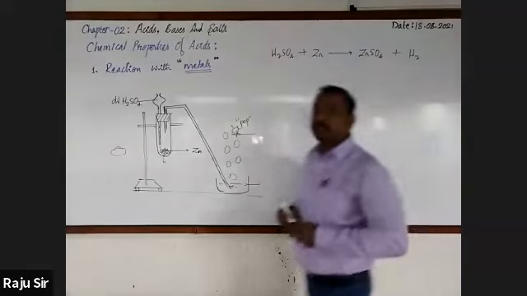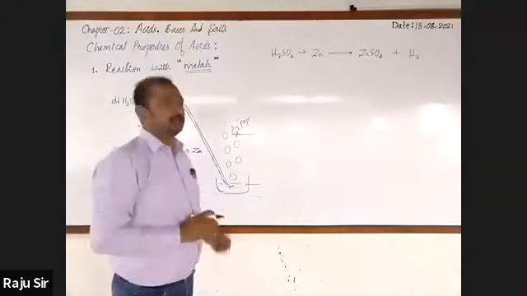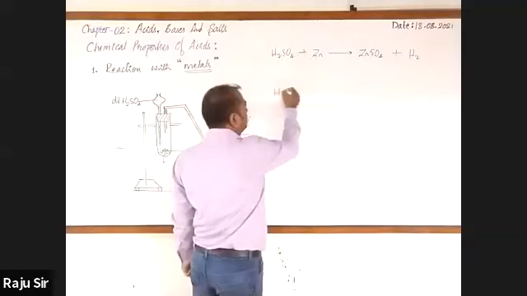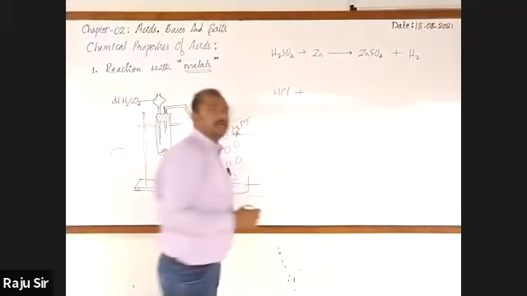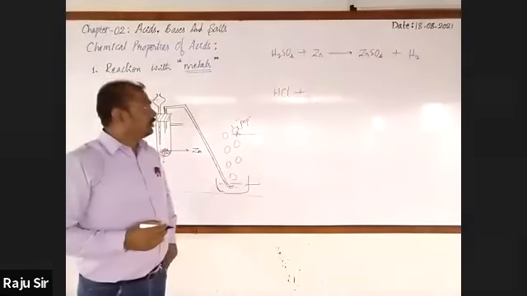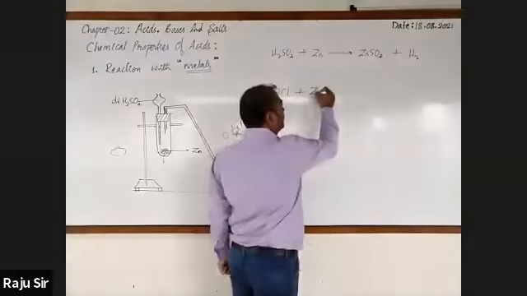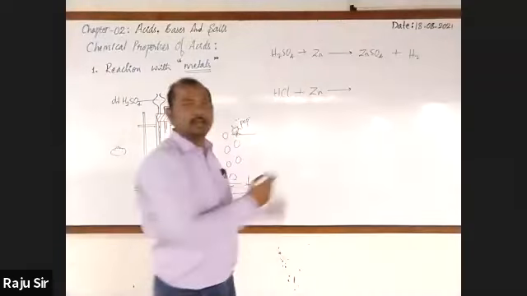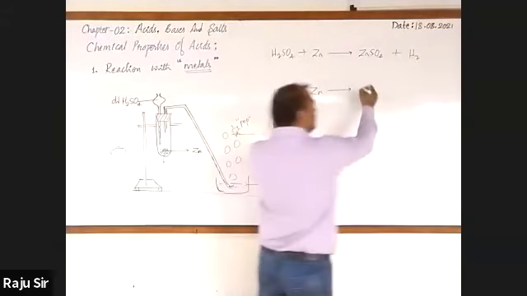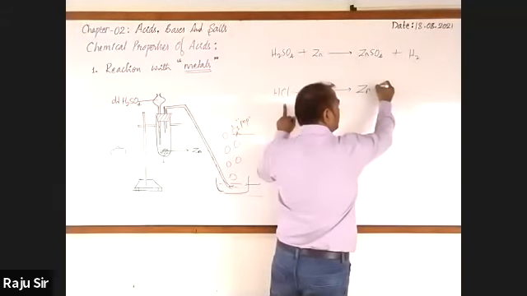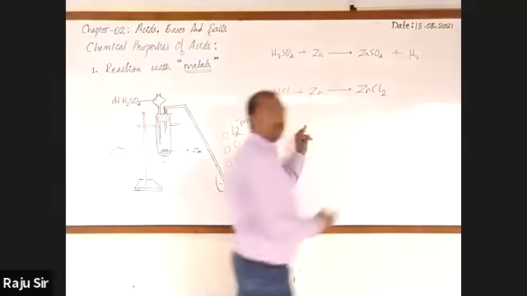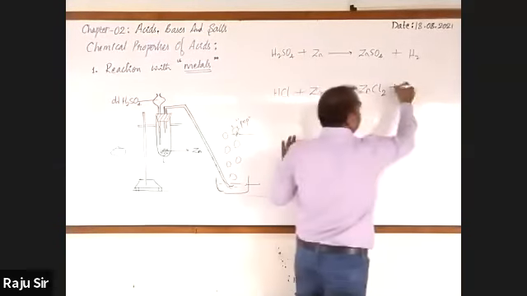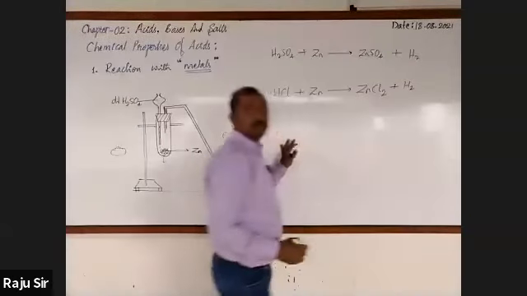Now let me take a few more examples. I take HCl. This is a dilute acid, hydrochloric acid. What happens when it reacts with zinc? It forms a salt called, yes, zinc chloride. Chemical formula? ZnCl2 with the liberation of hydrogen gas.